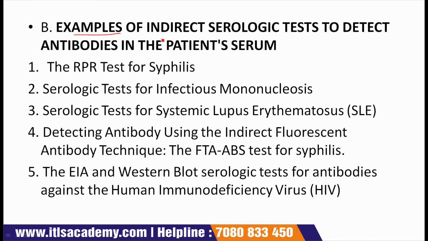Examples of indirect serologic tests to detect antibodies in the patient's serum. First one is the RPR test for syphilis. RPR means rapid plasma reagin test, and this test is a presumptive serologic screening test for syphilis.